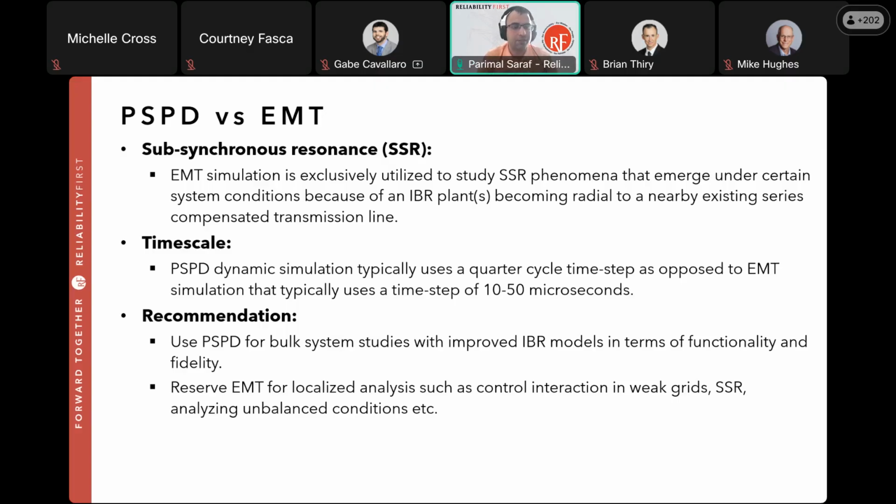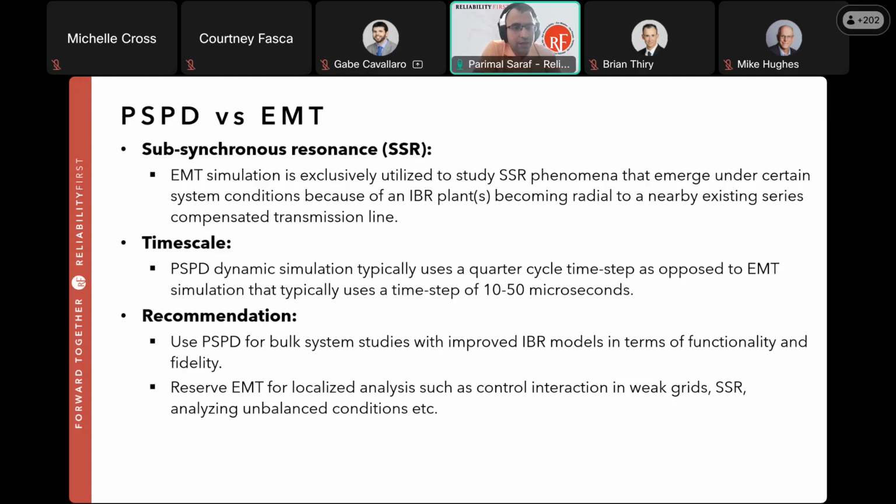Subsynchronous resonance, as I mentioned in one of my previous slides, is a very specific phenomenon that happens when IBRs interconnect close to a series compensated line. And this phenomenon can only be observed in EMT-like tools, because the frequency involved cannot be represented in a positive sequence software tool like PSSE or PSLF.